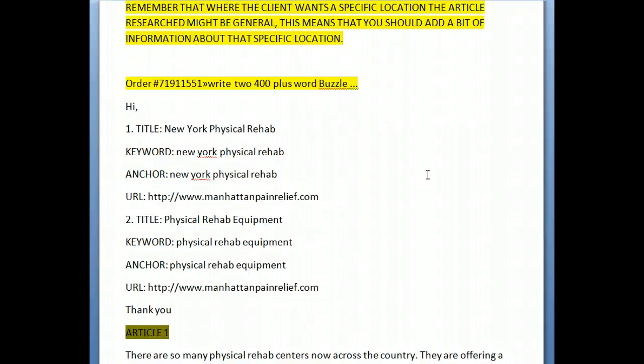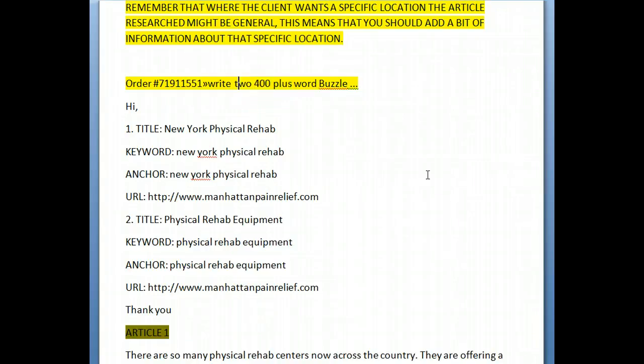Okay, initially here what you're going to get is a series of order numbers. These order numbers are going to have instructions attached to them. So for this particular order number here, which is 719115551, you're going to have the dictation here to write two 400 plus word articles. Whether you might say Buzzle, or you might say LSI, or you might say Ezine or Squidoo, that doesn't really matter. What actually is important is the number of articles you are required to write and the number of words that are supposed to be in each of them.